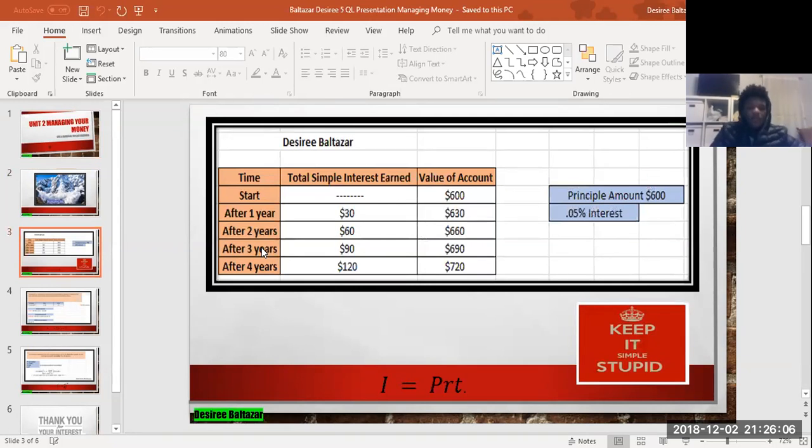This is a table that starts out with a principal amount of $600 in an account, or it can be a loan with 5% interest. You start out at $600 and end at $720. So somebody made $120 in 4 years. The formula for that is in the red strip down below.